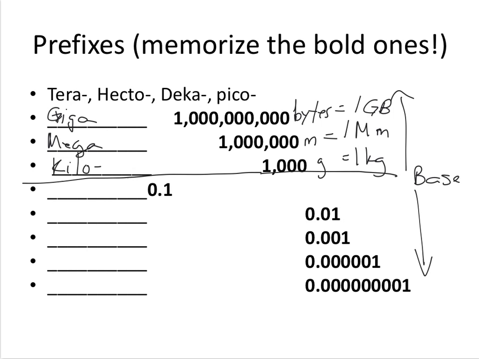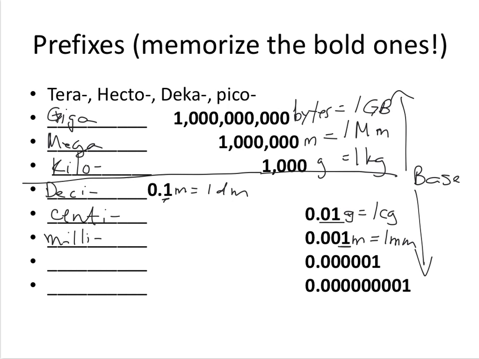All right, so now going down from the base unit, if we're at a tenth, that's deci. So 0.1 meters is 1 decimeter. If we have a hundredth of a unit, that's centi. So if we have 0.01 grams, that'd be 1 centigram. If we go to the thousandth place, that's milli. So if we have a thousandth of a meter, that's 1 millimeter. If we go to the millionth place, that's micro.